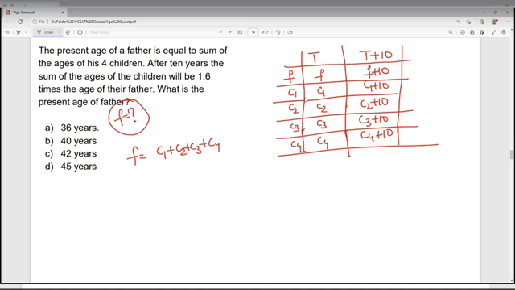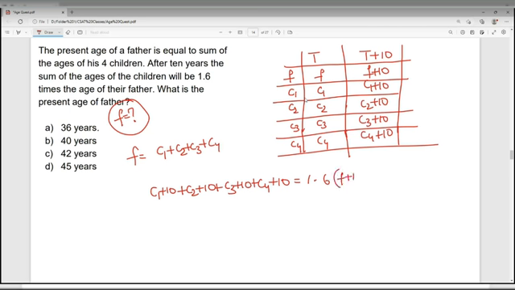And after 10 years, the sum of the ages of the children will be 1.6 times the age of their father. So what they're saying is, after 10 years, the sum of the ages of the children, that is C1 plus 10, plus C2 plus 10, plus C3 plus 10, plus C4 plus 10, is equal to 1.6 times the age of the father after 10 years. So this is F plus 10. So 1.6 into F plus 10.